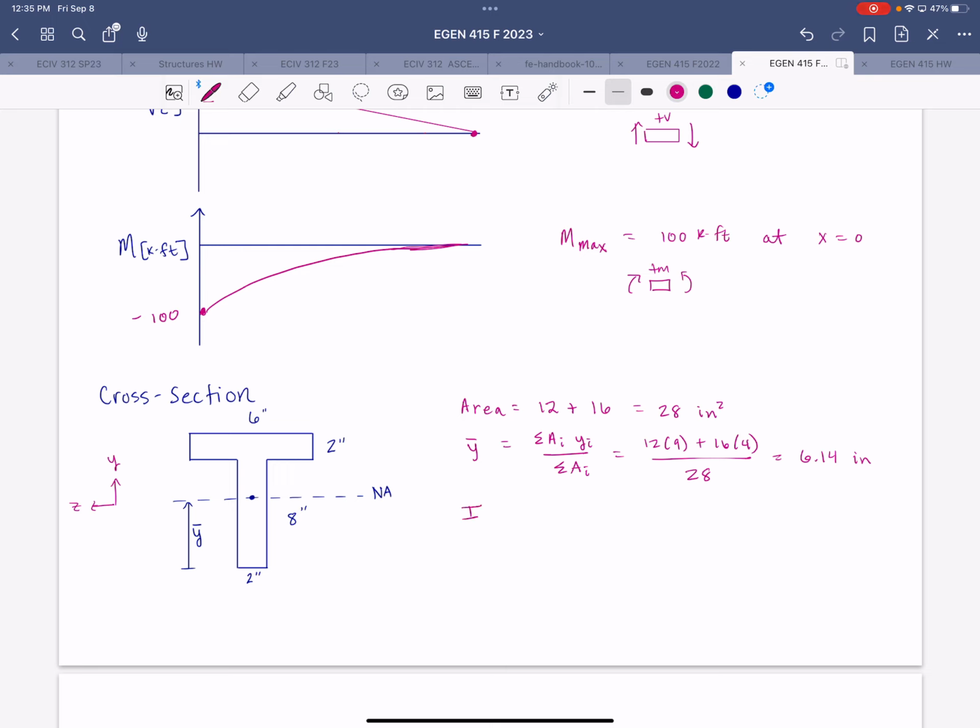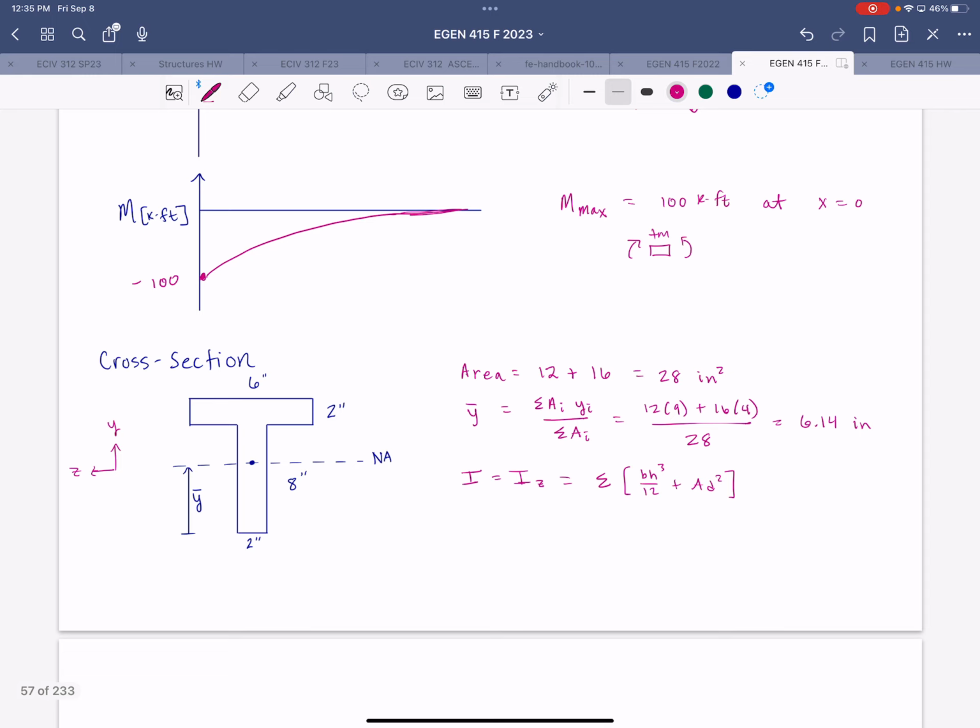And then our moment of inertia. I'm just going to say I, since we're only dealing with one axis of bending, just say I is equal to Iz, and then we can drop the Z from now on. And our formula is the summation of bh cubed over 12 plus Ad squared, right? Remember the parallel axis theorem there.